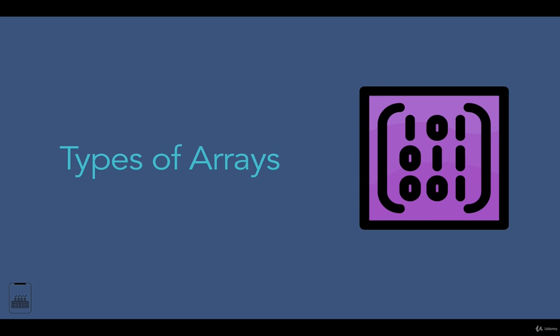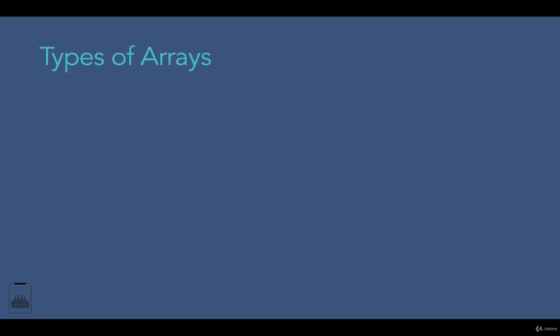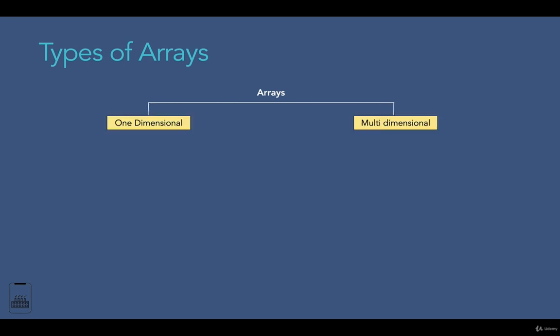Alright, in the last lecture we learned what an array is and why it is needed in programming. In this lecture we will look at different types of arrays. There are two types of arrays depending on the number of dimensions. Arrays can be divided into one-dimensional arrays and multi-dimensional arrays.